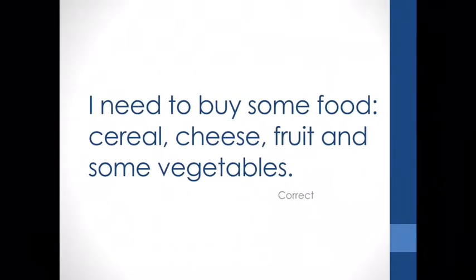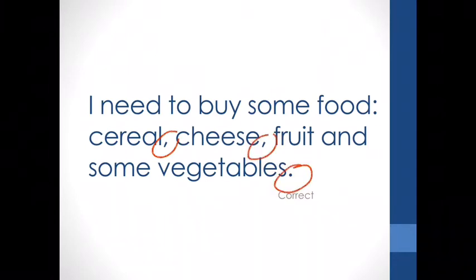First example: I need to buy some food: cereal, cheese, fruit, and some vegetables. First we have a colon that indicates a series, and then we have two commas separating items, and at the end we have a period. That's why the sentence is correct.